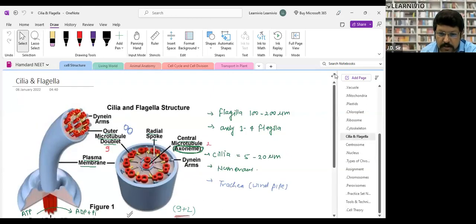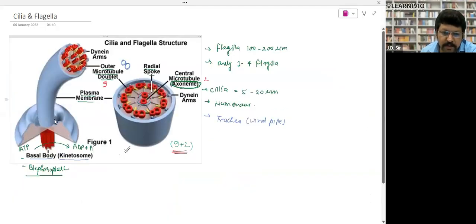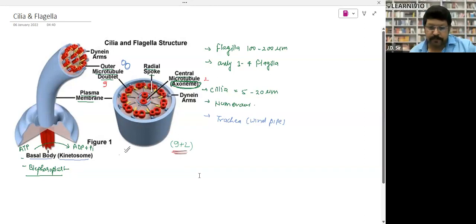Look, this is the diagram which you need to draw. So you need to draw only what? This diagram, just this one. You need not draw these ones. You have to draw this part: the basal body, then the plasma membrane, then the microtubule. Then you have to draw just a circle. Let me draw it in front of you.